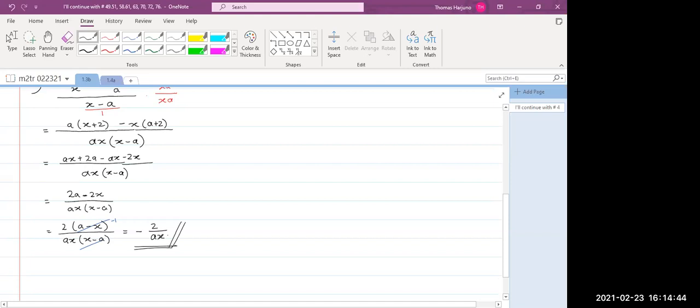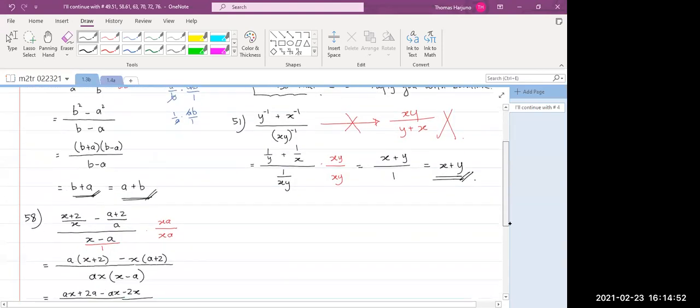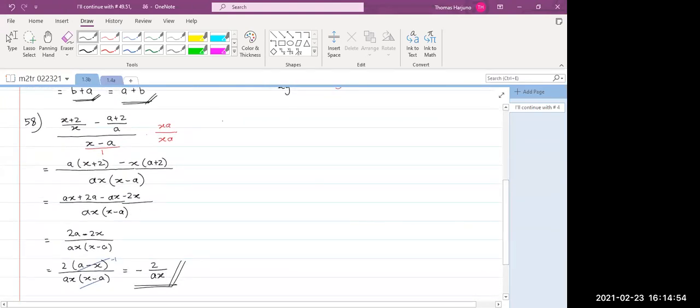Okay, that's for number 58. Let's do more. Number 61. How about rationalizing the denominator? If we have a radical in the denominator, and in the denominator we have two terms, let's say the radical t minus 5, then I will multiply by the conjugate, square root of t plus 5. That's the conjugate.